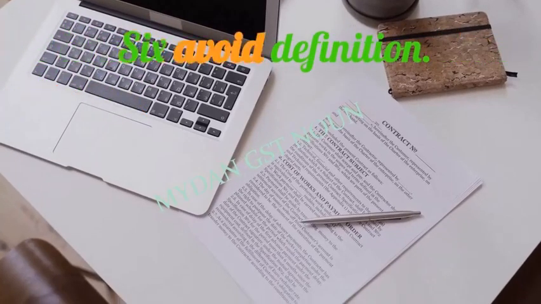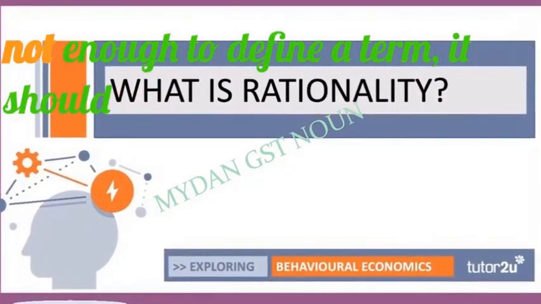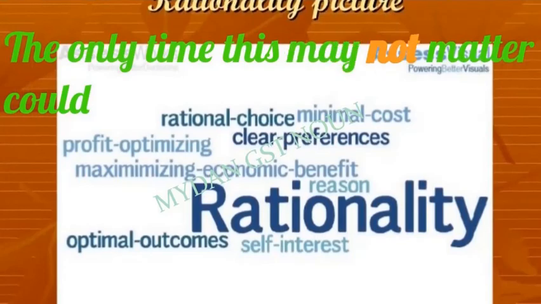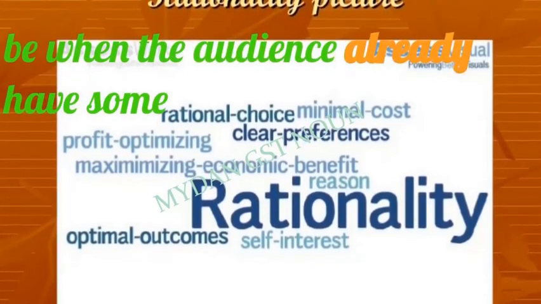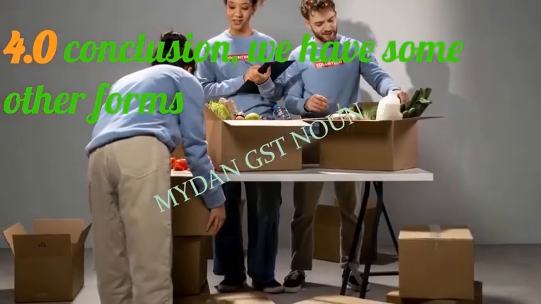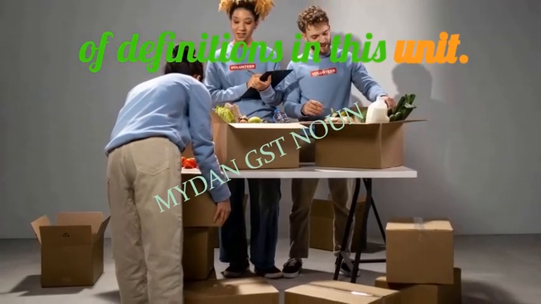Criterion 6. Avoid definition by example. Since examples are by themselves not enough to define a term, it should be avoided. The only time this may not matter could be when the audience already have some larger context of the term. 4.0, Conclusion. We have some other forms of definitions in this unit.